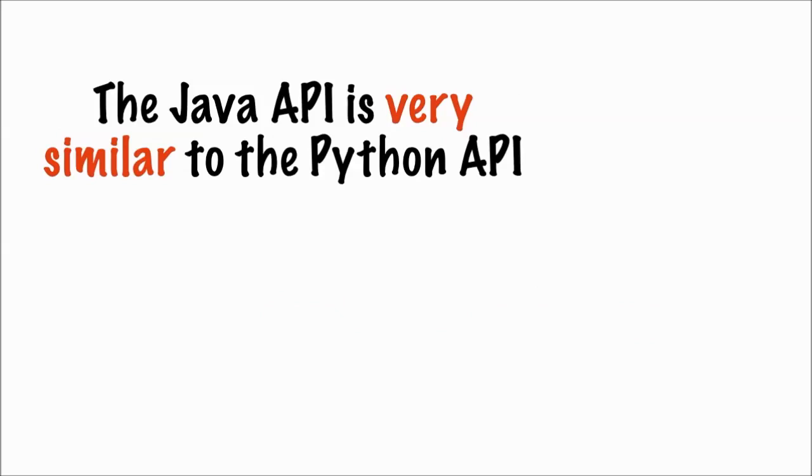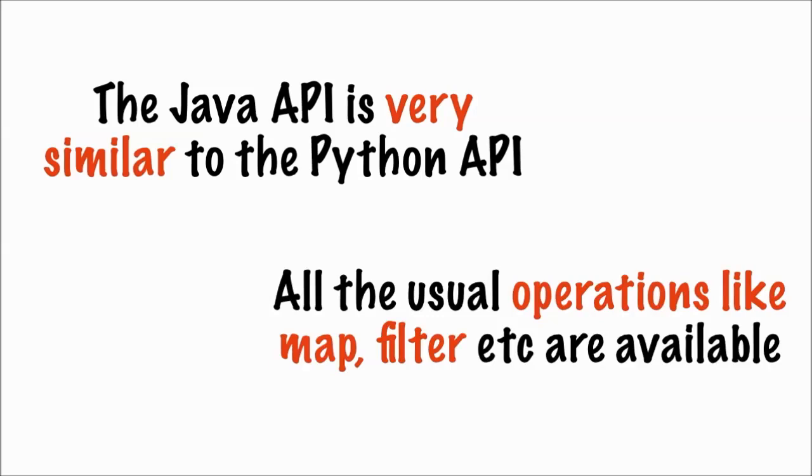The Java API is very similar to Python, and all the usual operations, map, filter, etc., are available in Java as well. All the operations that you've learned so far work in Java. So you can simply apply them just in a different programming language.